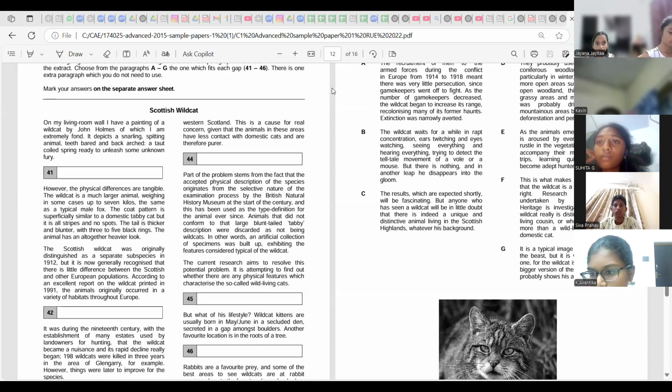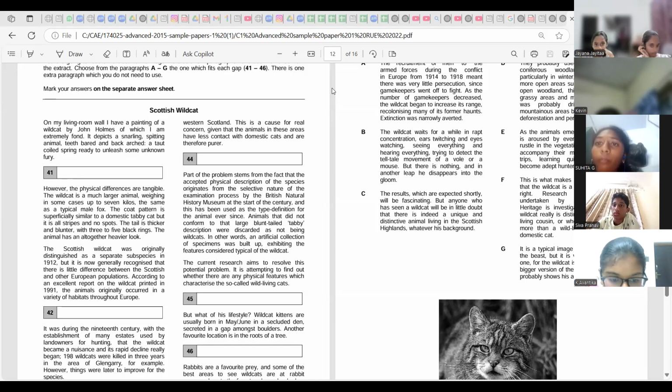Part of the problem stems from the fact that the accepted physical description of the species originates from the selective nature of the examination process by the British Natural History Museum at the start of the century. Here lies the issue. They have some checklist on how to differentiate the wild cat from the domestic cat. They have a checklist, and this has been used as the type definition for the animal ever since. Now comes the important point.